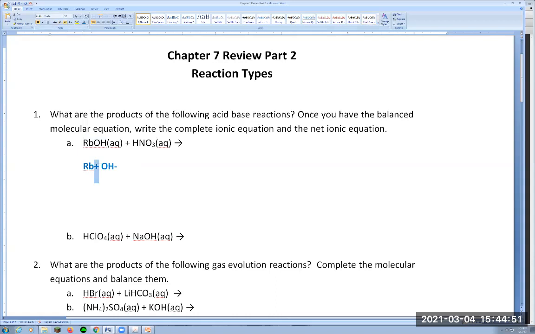So we have these two ions. And then from the acid, what's particular about an acid is that when you place them in water, when they are aqueous solutions, they are made of the H+ ion and the NO3- nitrate here in this case.